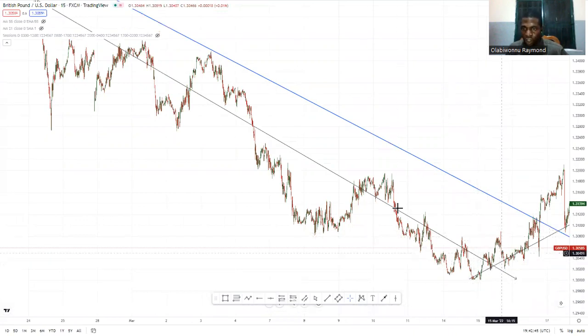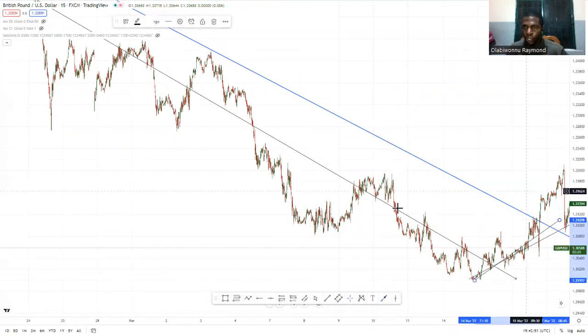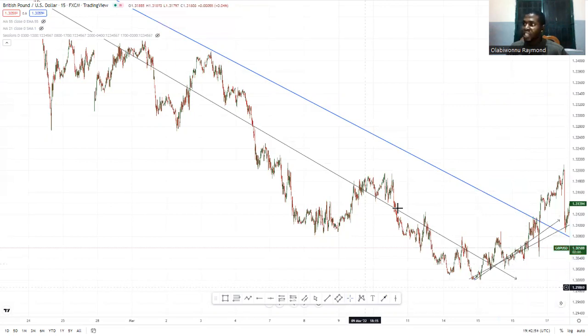So after getting that, what will we do? This has turned to an uptrend. So what will we do? We will connect our trend line to the market. So let's see. So the troughs now, right? First trough, second trough, third trough.